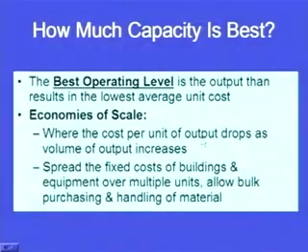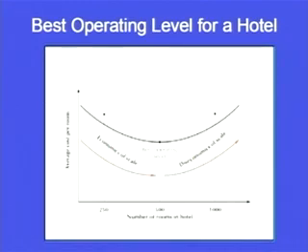So, how much capacity is best? This is a very simple question. The best operating level is the output that results in the lowest, or we can say the minimum, average unit cost. On x axis we have taken the volume. If you say x axis is the number of rooms in the hotel, so this is the volume. So, the best operating level is the output or the volume that results in the lowest average unit cost. So, for our case 500 rooms was the best operating level.